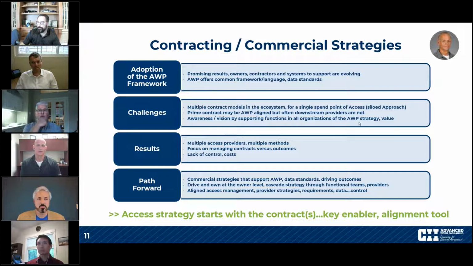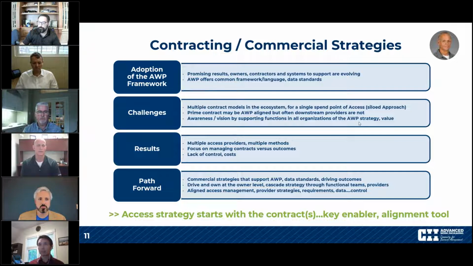It's those downstream supporting functions and the extended organizations, not only in the owner's organization but in the providers' organizations, that really don't understand the AWP strategy and the potential value of leveraging it for the project. So the results are really pretty straightforward. It's every person for themselves on a project.